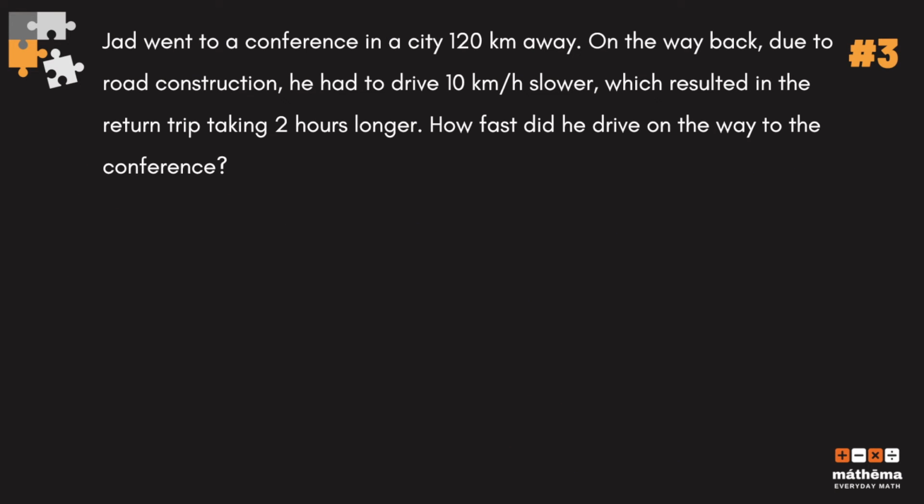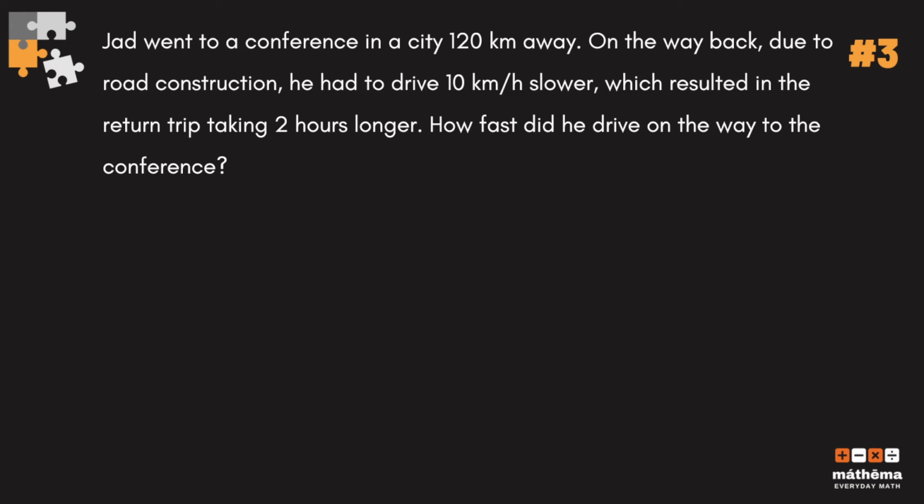Judd went to a conference in a city 120 kilometers away. On the way back, due to road construction, he had to drive 10 kilometers per hour slower, which resulted in the return trip taking 2 hours longer. How fast did he drive on the way to the conference?